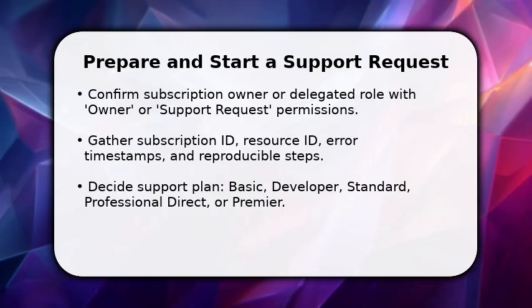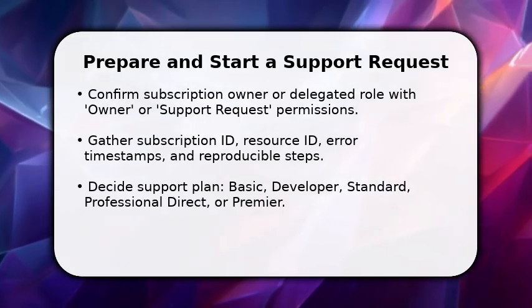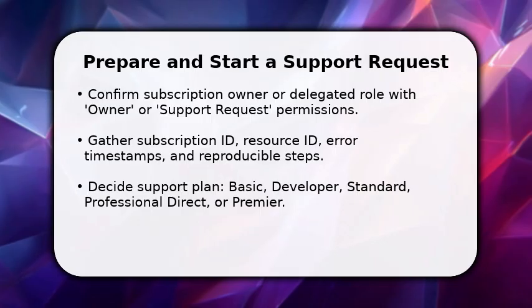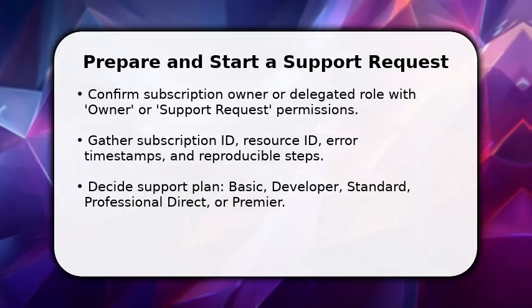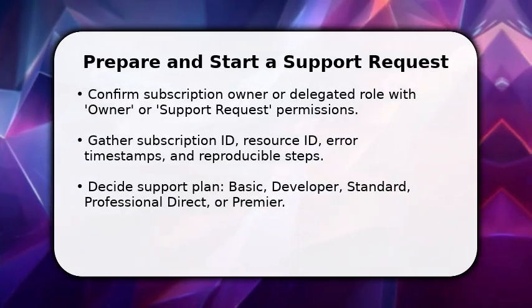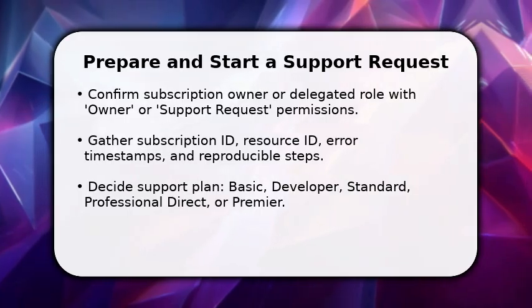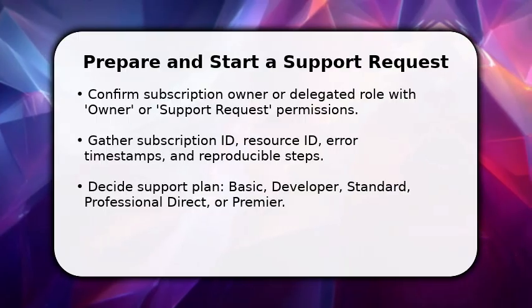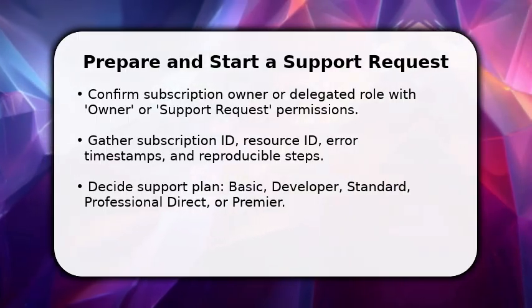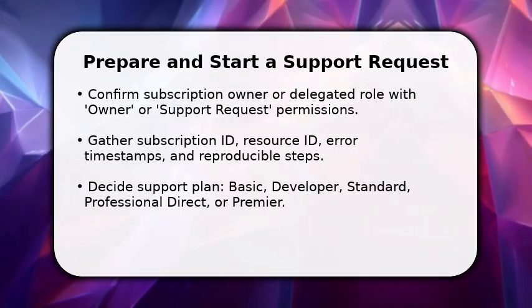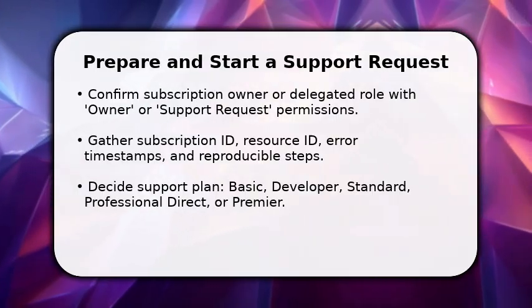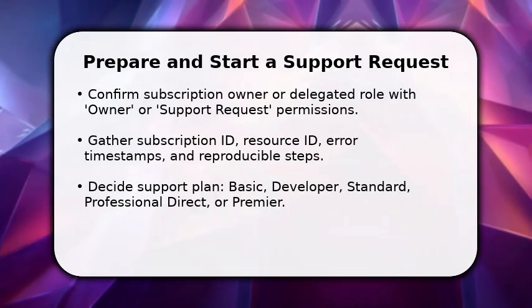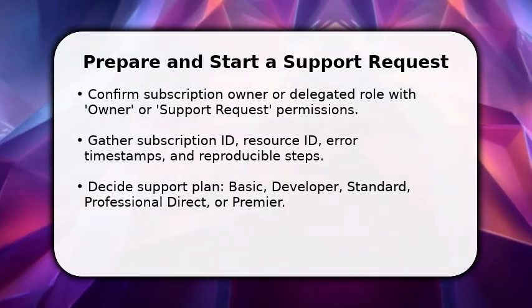Enjoy the video. You begin by verifying you have the right permissions and the exact subscription ID. Without access, you cannot open a ticket. Once you have the subscription and resource ID and a clear timeline of the error, sign into the Azure portal and open Help + Support. Select New Support Request, choose problem type and severity, and pick the affected subscription. This early accuracy speeds triage and routes your case to the correct engineering group.